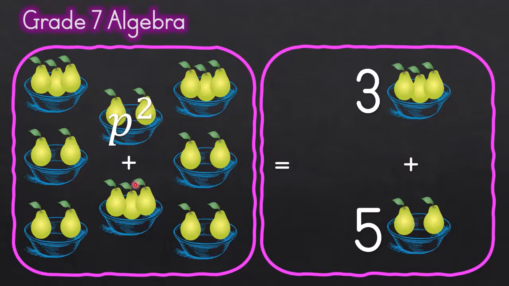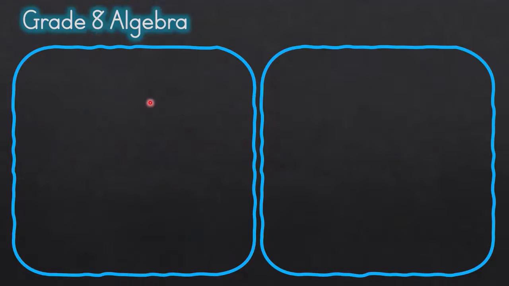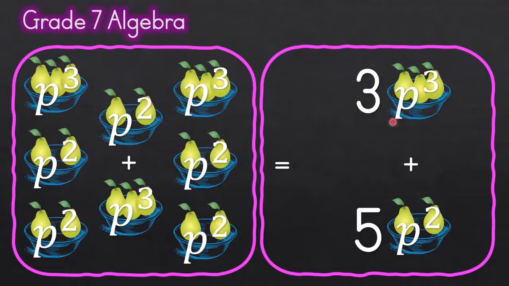Every basket that has 2 pears in can be replaced by p squared, because that is one item. It's not 2p, it is a basket, therefore it's p squared. So there we go. All of those replaced by p squared. And those with 3 pears in with p cubed. So now that we've replaced them, what is my answer going to look like? My answer will just be 3p cubed plus 5p squared. Okay, so you can't then go and put them together. They are separate items. I've got those items and I have those items.